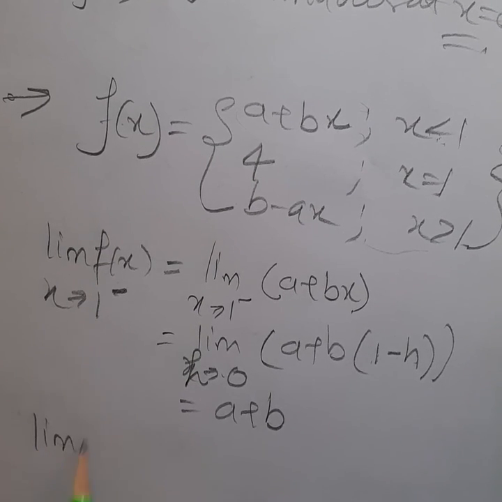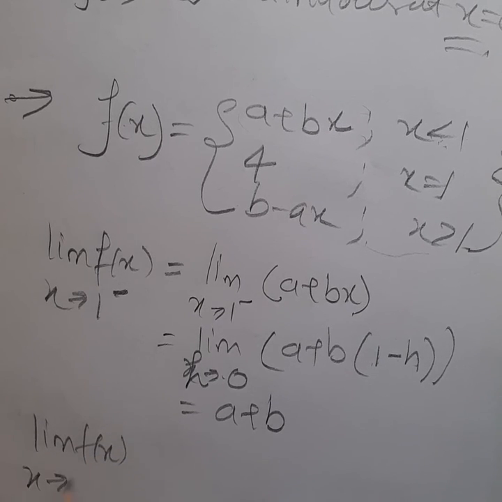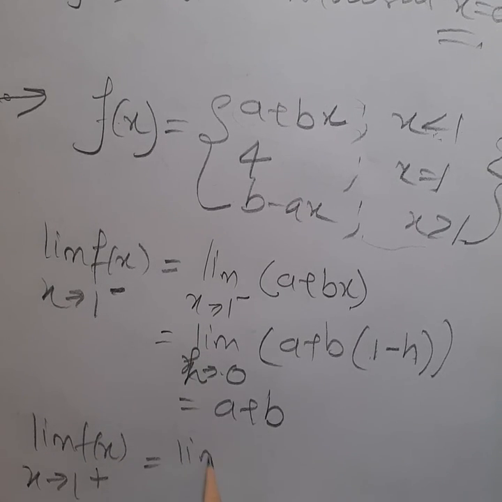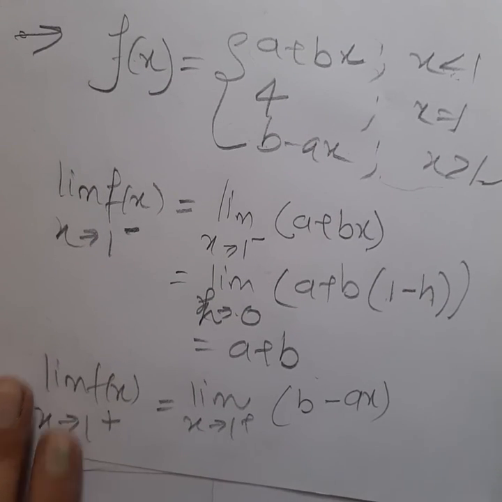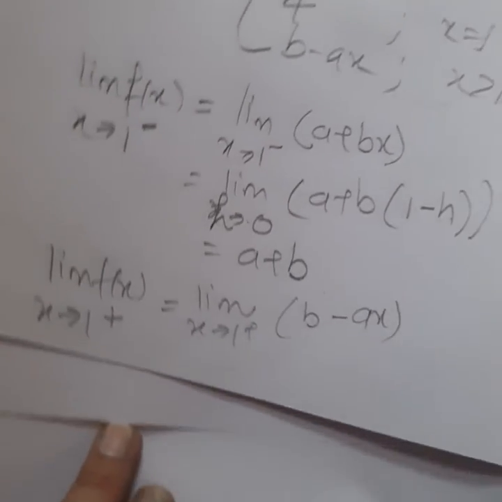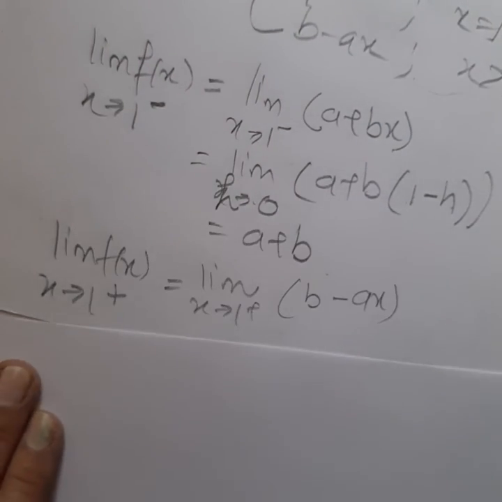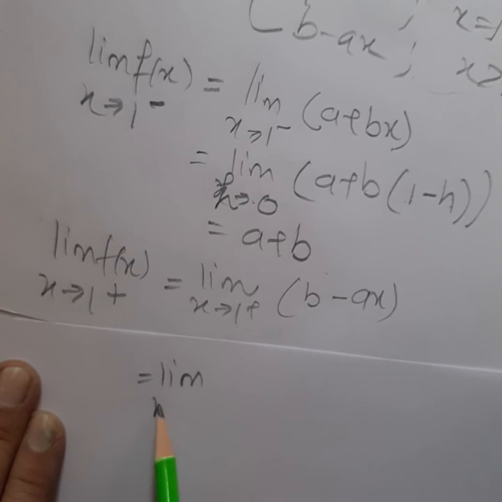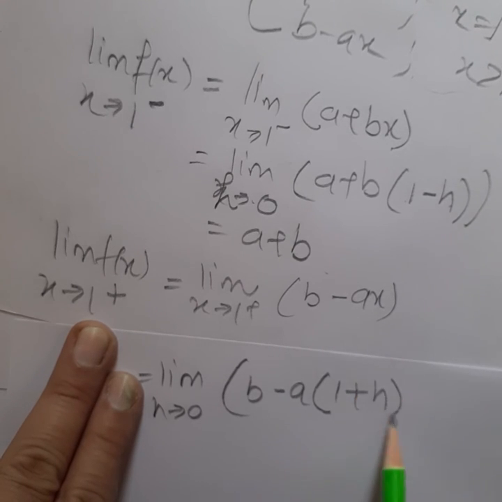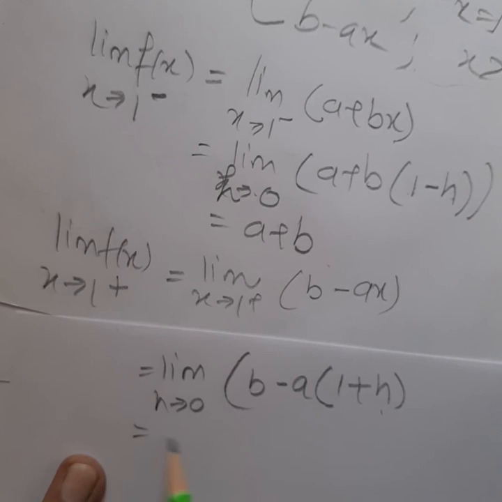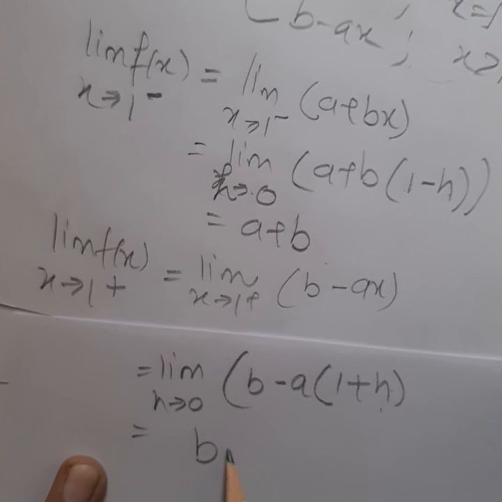And to solve our right hand limit, we write x tends to 1 positive, and for the right hand limit we have our function b minus ax. So we write b minus ax. Our next step is to write the limit as h tends to 0 of b minus a times 1 plus h to indicate our right hand limit, and put the value of h as 0, and we get only b minus a.